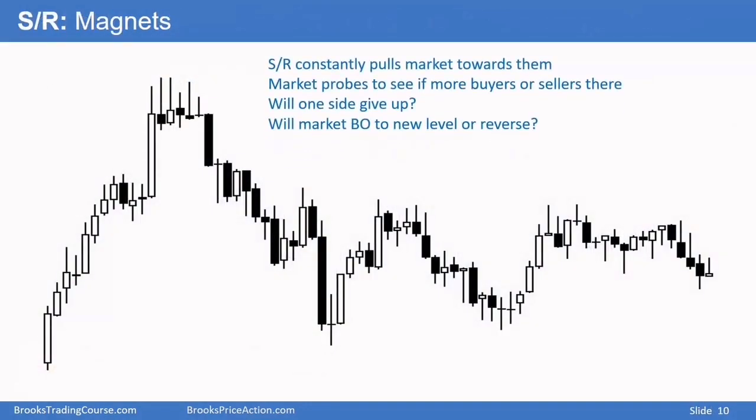Support and resistance constantly pull the market. The market is constantly trying to find out if there are more buyers or sellers at support or resistance. Will one side give up? Will there be a breakout or a reversal?